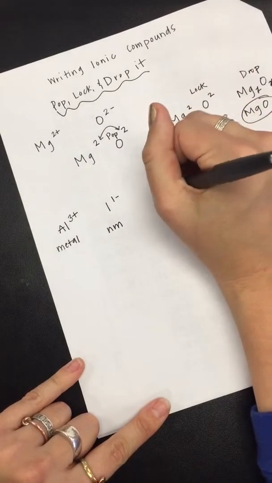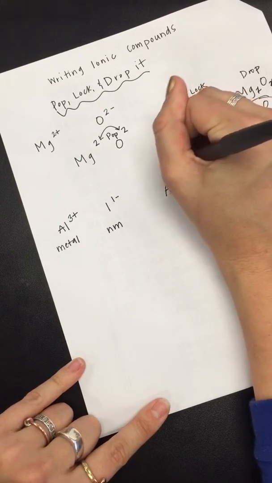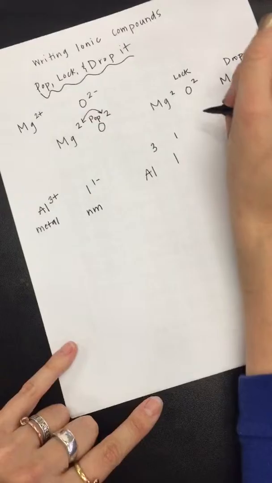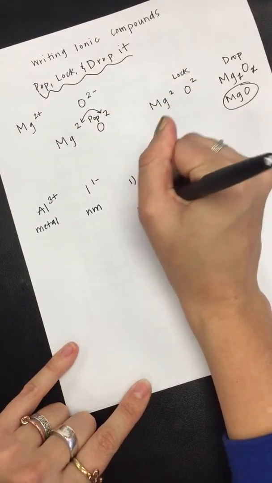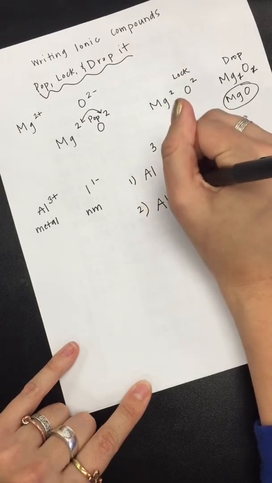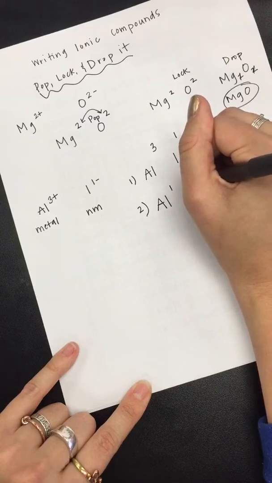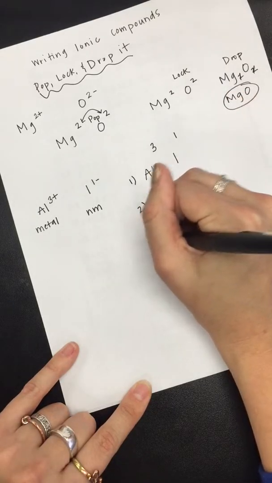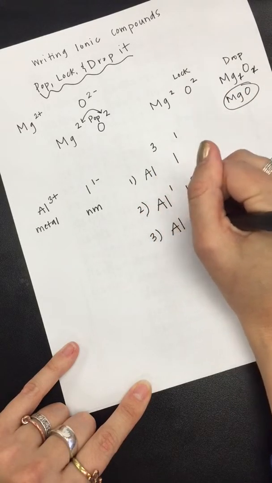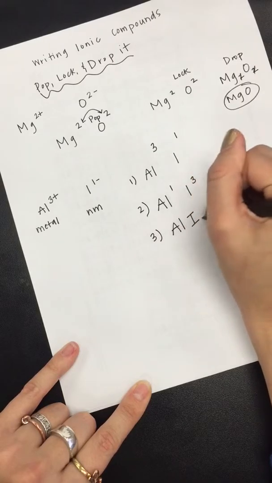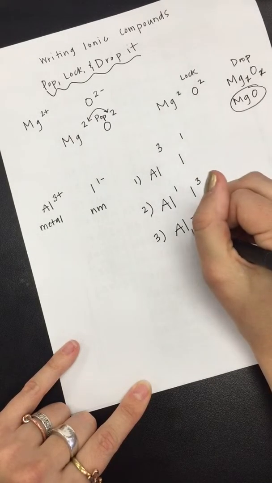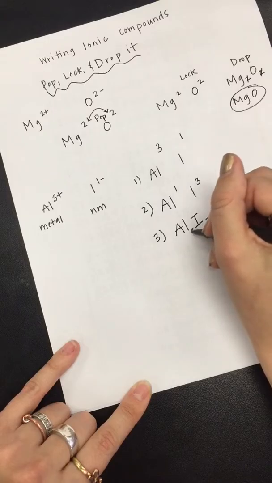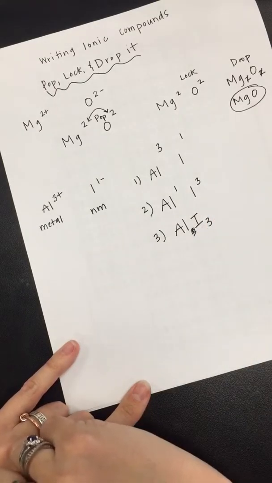So my first step is I pop up the charges. My second step is I switch them, and I lock them into place. And then my third step is I drop them down into subscripts. And remember, you don't need to write 1, so you can put it down there if you need help. But your compound would just be AlI3.